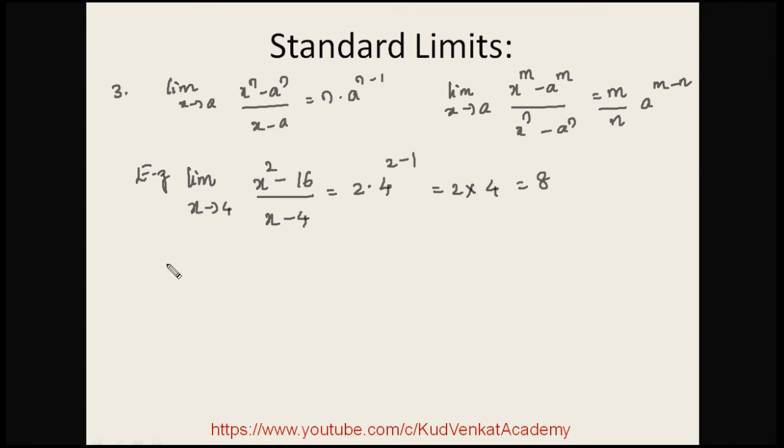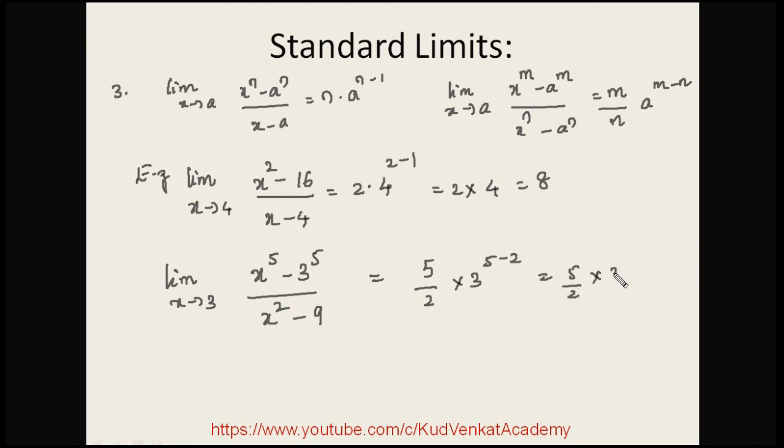Based on this, if it is given as limit x tends to 3, (x to the power of 5 minus 3 to the power of 5) divided by (x square minus 9). If you observe here, m is 5 and n is 2. So we can write it as 5 by 2 into 3 to the power of 5 minus 2, which is equal to 5 by 2 into 3 cube, right? Which is given by 5 by 2 into 27, which is equal to 135 divided by 2, right?